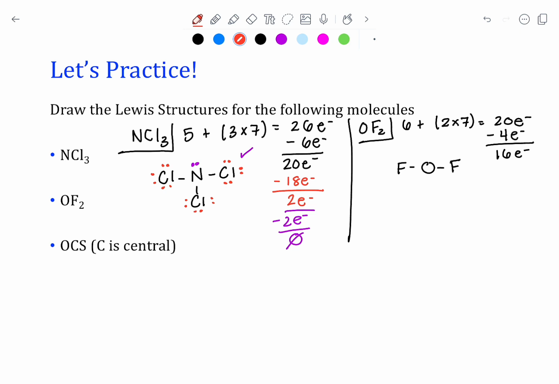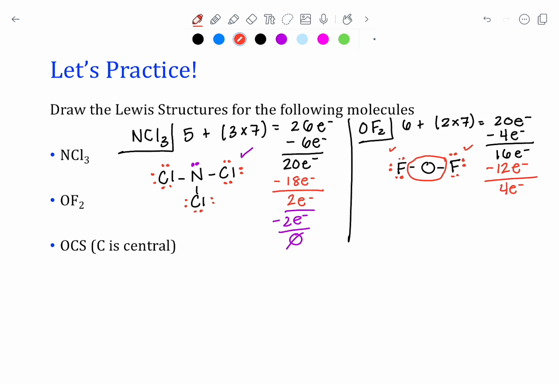I'm going to use those 16 electrons to complete the octets of my surrounding fluorines, because each fluorine right now only has 2 electrons. So they each need 6 more. So I do 1, 2, 3, 4, 5, 6, 7, 8, 9, 10, 11, 12. So I used 12 electrons to complete the octet of my fluorines, and I'm left with 4 electrons left. My fluorines both have their octets, but my oxygen does not. I only have 4 electrons around the oxygen right now.